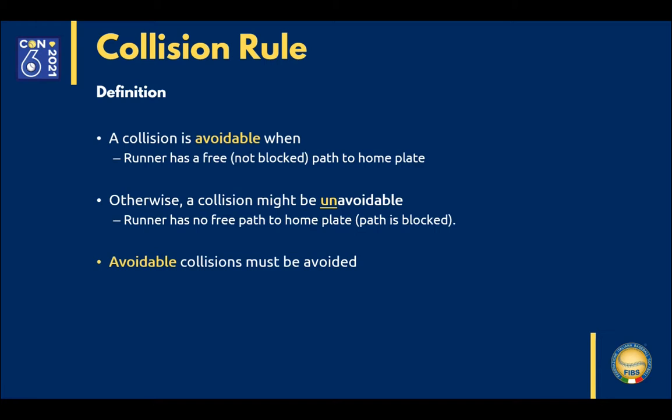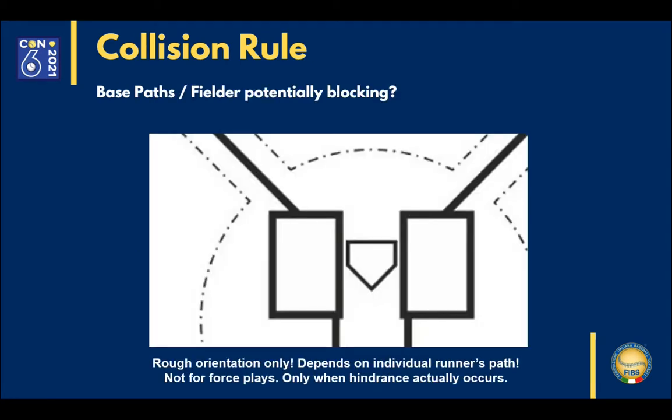And after all, avoidable collisions must be avoided at all times. So if there's nothing between you and home plate as a runner, there is no reason for a collision and it must be avoided. If you don't avoid it, if you seek contact or make intentional contact with a fielder or catcher, this will be a violation of the rule. Let's have a brief look at the layout around home plate.